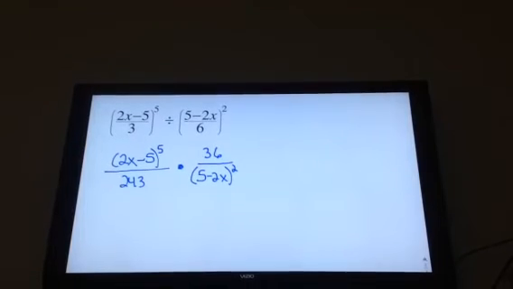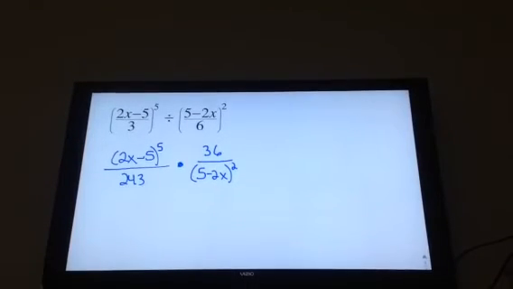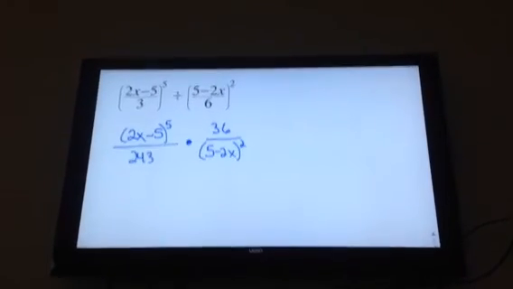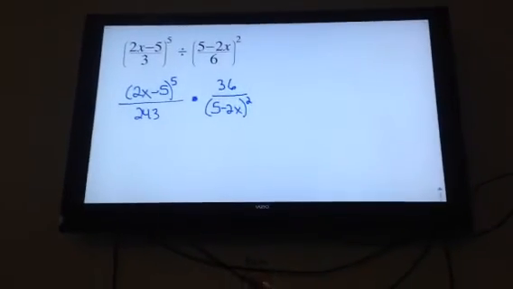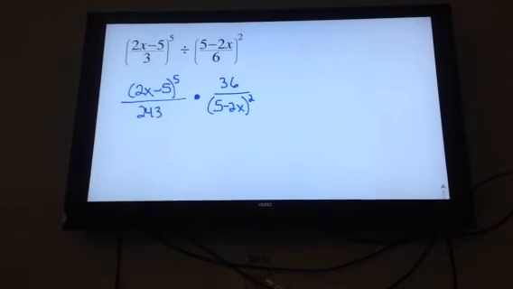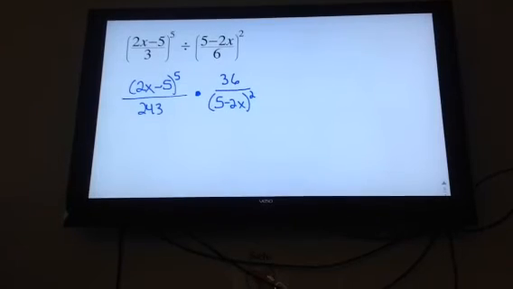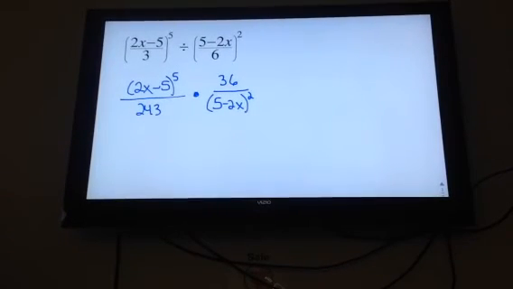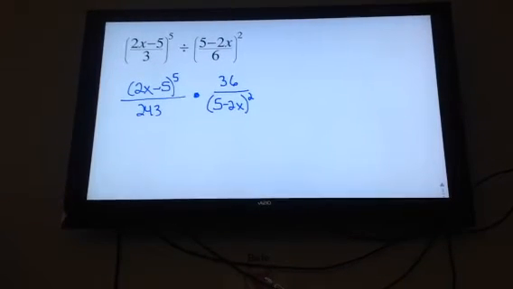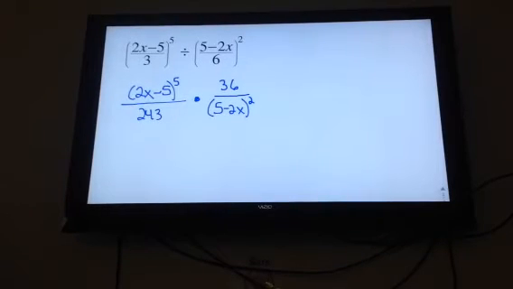Okay, so we start by taking 36, because that's the one in the numerator, divided by 243. So 36 divided by 243, and I get an awful decimal. So again, I do 36 on the top because that's on the top, 243 on the bottom. So 36 divided by 243, and I get 0.1481, repeating.